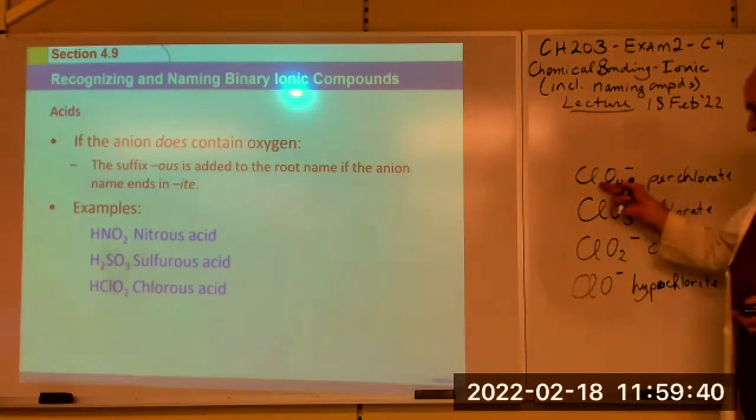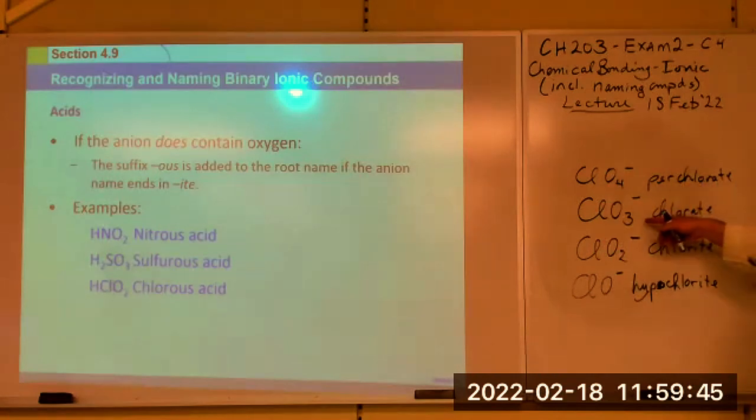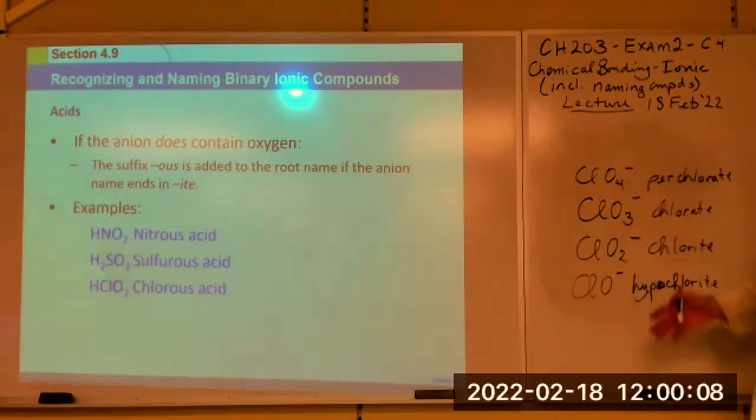And you can do this. This is with the chlorine. You can do it with the iodine: periodate, iodate, iodite, hypoiodite. You can do it with bromine: perbromate, bromate, bromite, hypobromite. Fluorine doesn't fit this model. Only chlorine, bromine, and iodine do this. So that's 12. You can get 12 of them right then. You just know this pattern.